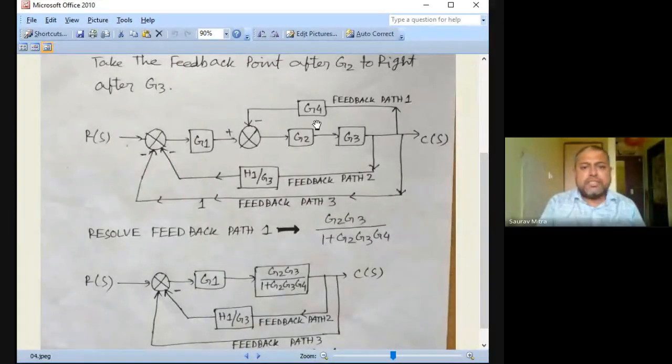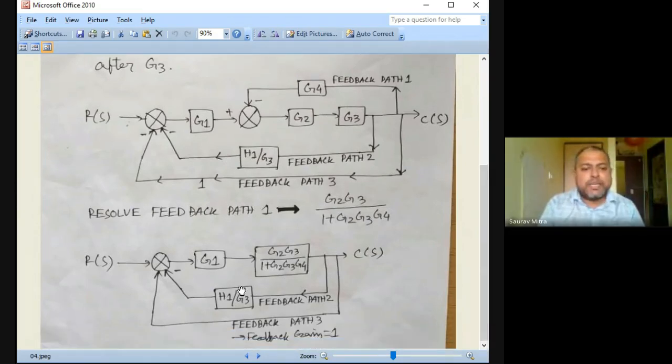So this is the first solution, that is G2 G3 divided by 1 plus G2 G3 G4. You can find here G2 G3 divided by 1 plus G2 G3 G4, multiplied by G1. When this is solved, then there comes the second loop. The second loop has feedback of H1 by G3.